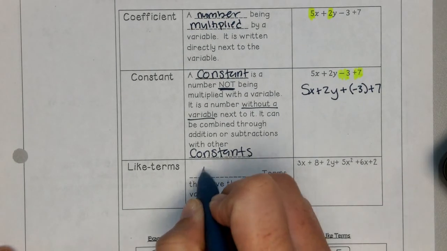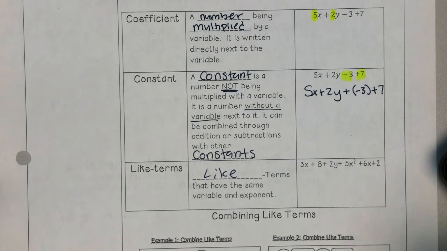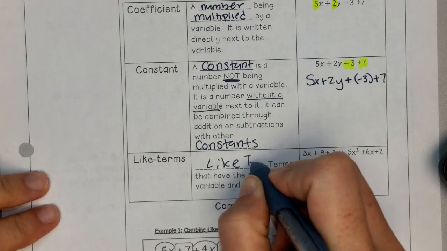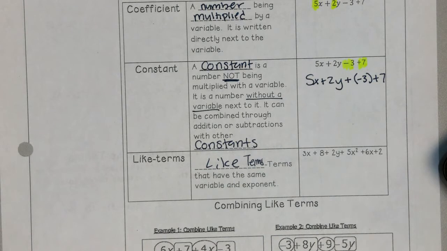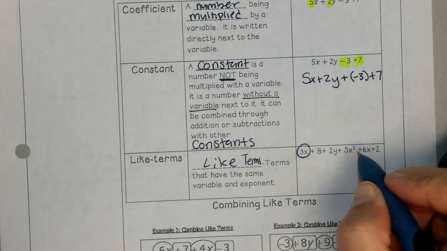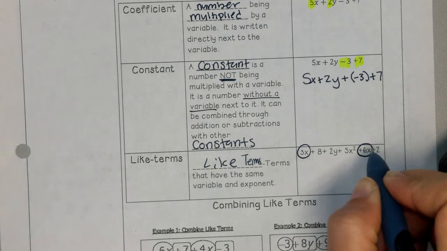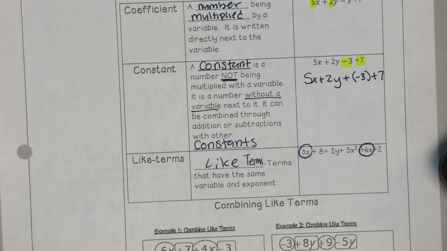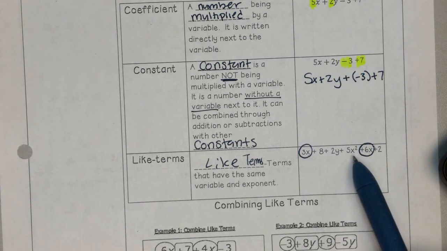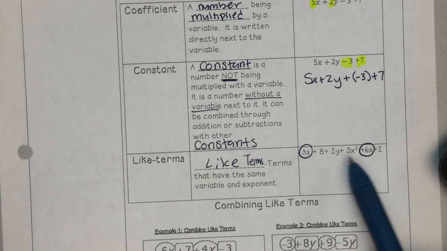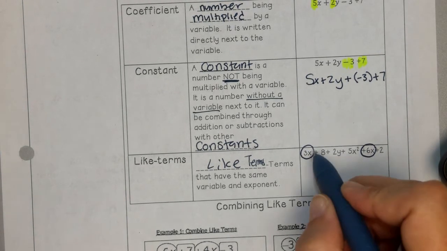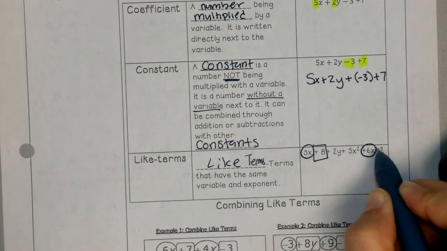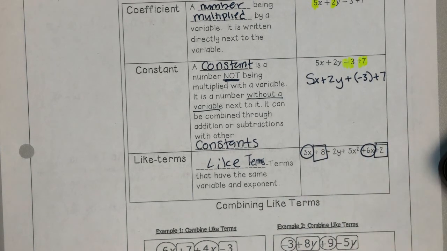Alright, like terms are terms that have the same variable and exponent. So 3x and 6x are like terms. They both have x as a variable. It's x to the first power. X squared is not the same as an x. Y is not the same as an x. +8 and +2 are also like terms because they're just constants.